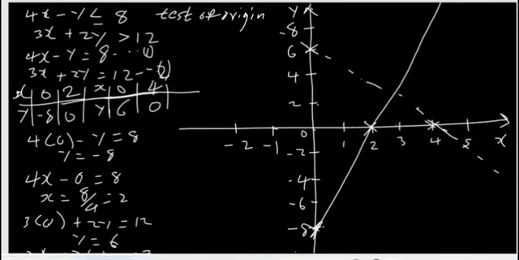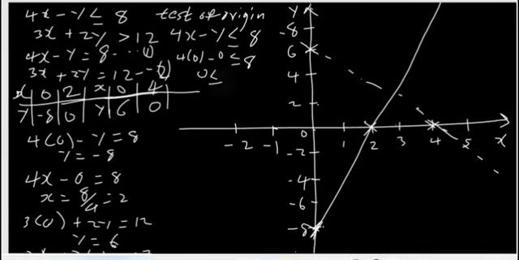We pick the first equation. The first equation says that 4x minus y is less than or equal to 8. We want to confirm whether this is true at the origin. So we put both x and y at 0. 4 times 0 minus 0 is less than or equal to 8. So this means that 0 is less than or equal to 8. Is that true? Yes, that is true. 0 is always less than or equal to 8.